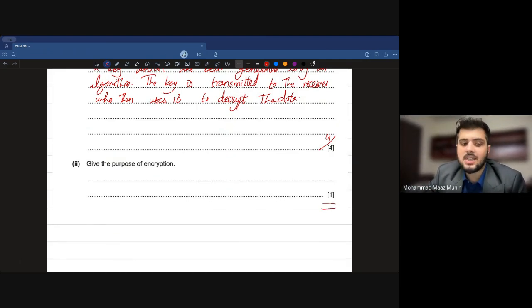Again, give the purpose of encryption. Same question, exactly the same logic. To help keep the data secure by making it meaningless. To make the data meaningless. ये लिख लो. To make the data meaningless.